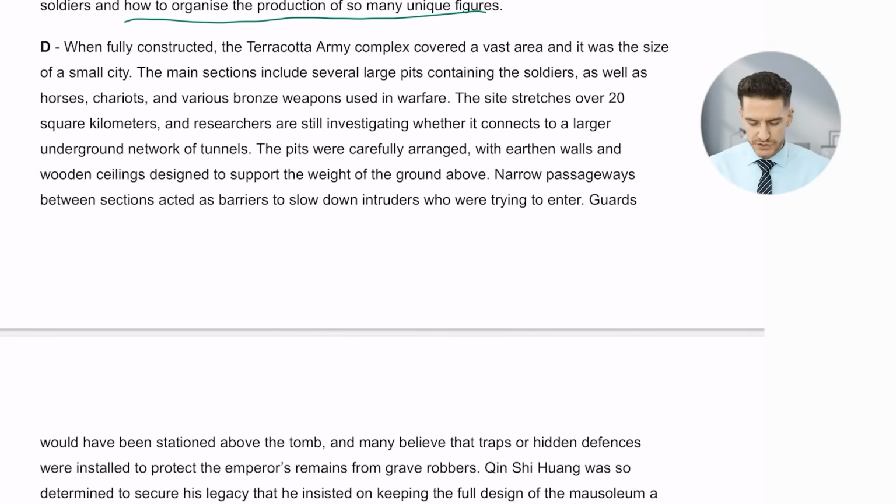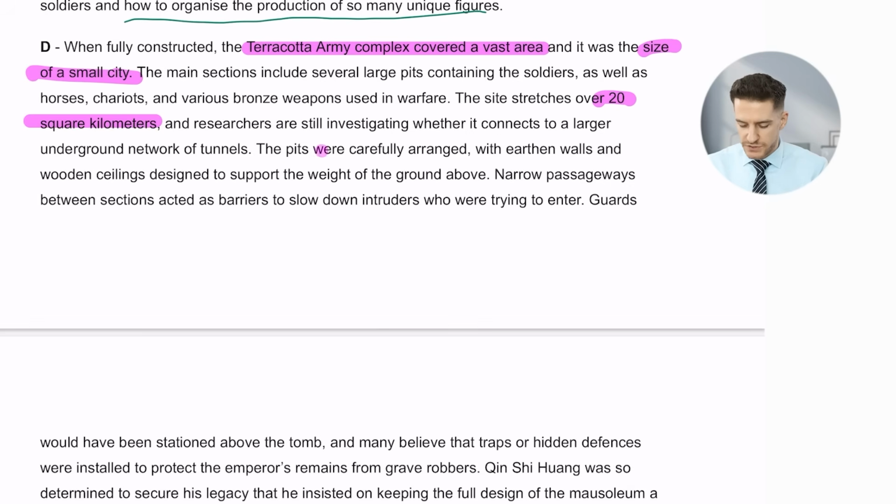Here it is. So when fully constructed, the Terracotta Army had a vast area, so a very big area. It was the size of a small city, so it's saying it's very, very big. The main sections included horses. The site stretches over 20 square kilometers. So again, it's focusing on the size again. And researchers are still investigating whether it connects.